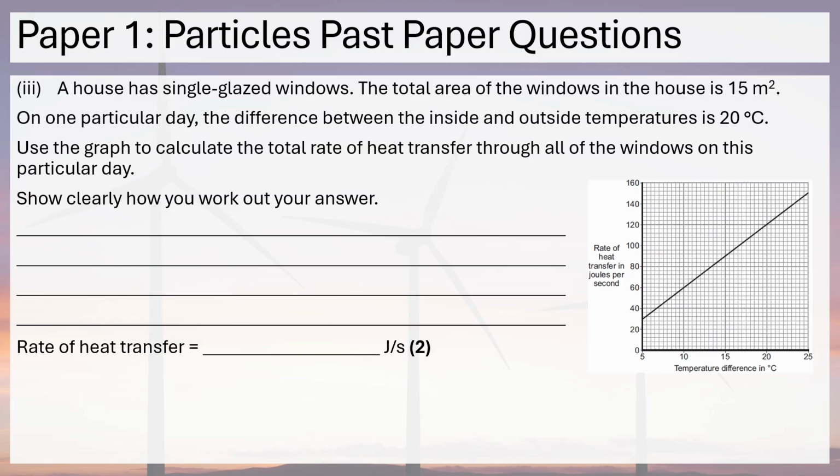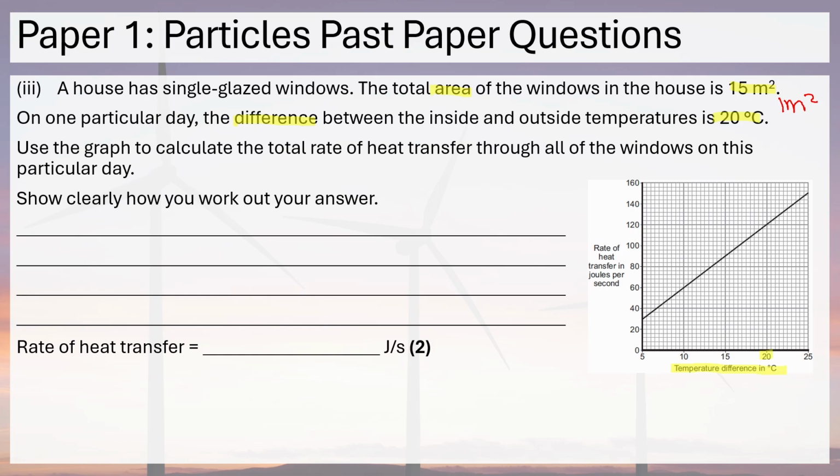So, third part of this question, we're told here the total area of the windows is 15 meters squared. Now, you need to remember that on the other part of the question, they told us that the information on this graph is for a 1 meter squared window. We're now looking at a house with a total windows of 15 meters squared. We're then told that the temperature difference on this particular day is 20 Celsius. So remember, our graph is showing temperature difference. We're going to be homing in on 20 Celsius.